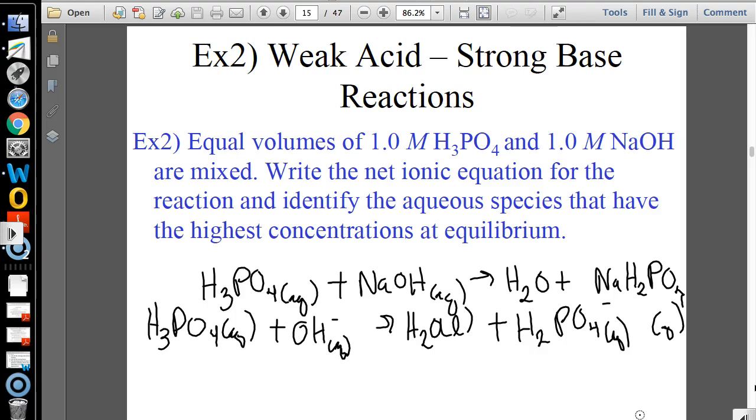And so the species that have the highest concentration at equilibrium, that would be the sodium ion and then the H2PO4. All the hydroxide is going to be used up because I have equal molar concentrations of these. So every bit of this, if you can see an ICE table in your head, this is minus X, that's minus X, X is 1. They're both all gone, right? So all I have is products left. On the next one, that's not the case.